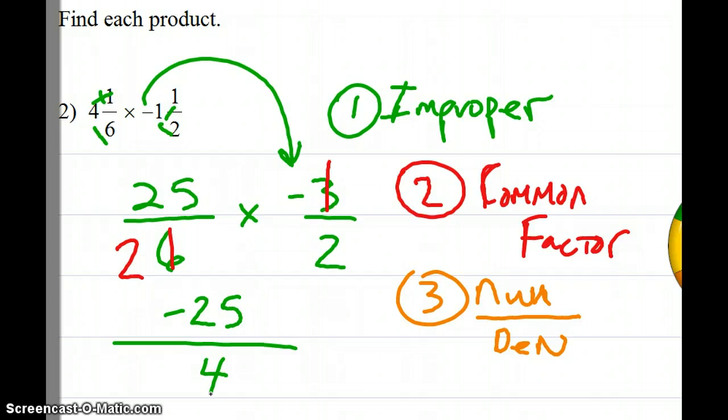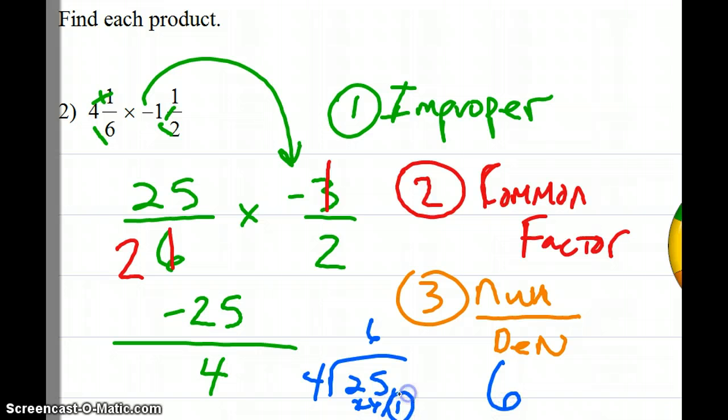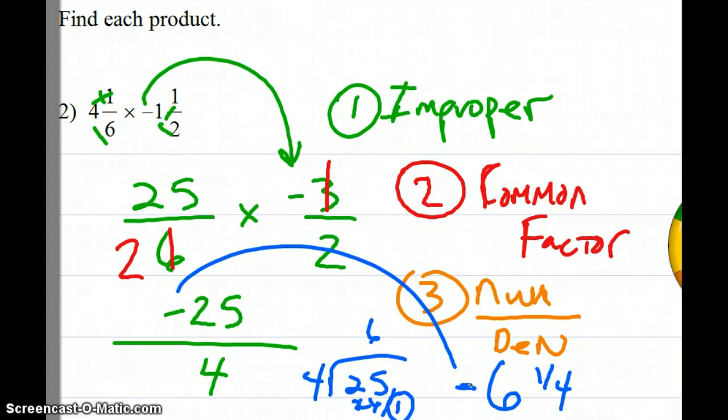We've been doing some reducing. How do we reduce an improper fraction? 4 goes into 25 6 times with 1 left over. So our final answer will be 6 and 1/4. Where do we put that negative? We just put that on the outside. So make sure that on your notes, you highlight steps 1, 2, and 3. Don't just put the answer of 6 1/4.